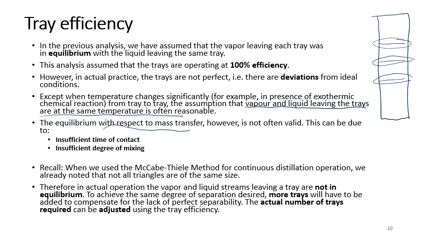If you recall, when we use the McCabe-Thiele method for continuous distillation operation, you can see that the triangles are often not of the same size, and sometimes we get a non-integer value for the number of stages. Sometimes the answer is 6.7 or 5.5 stages. So you may ask, how can the number of trays have decimal places? This is because we didn't take into account the tray efficiency.